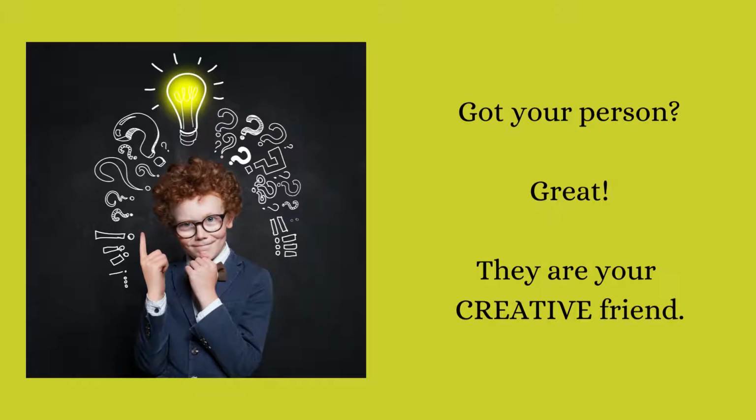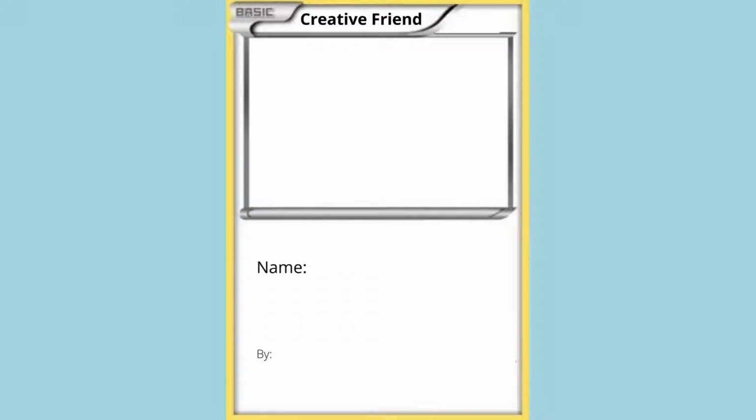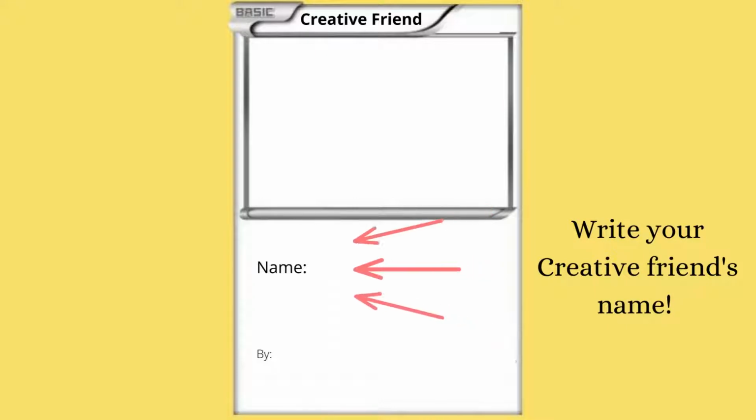All right, do you have a friend in mind? Great. We're going to call that friend your creative friend. Now, do you recognize this? It's a Pokemon card, only it's missing some important information that only you can provide. You're going to use this Pokemon template to make a creative friend card about your friend.